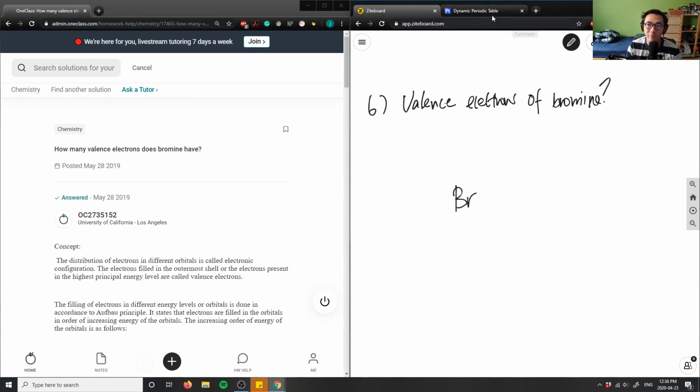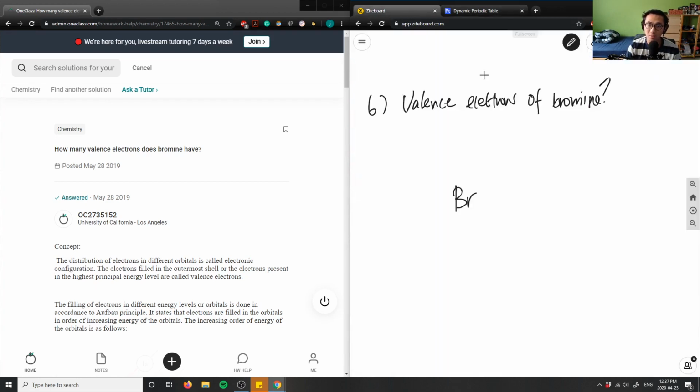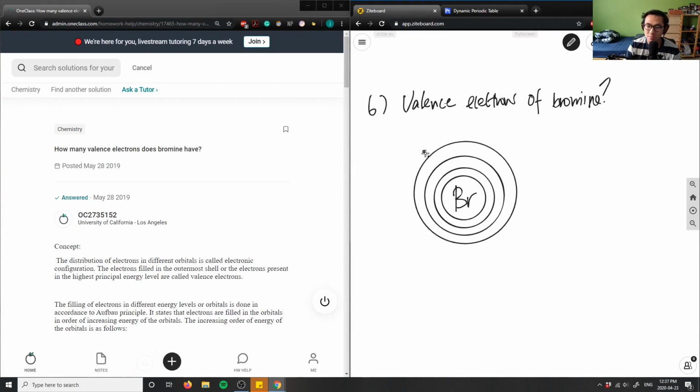And I would have to look at how many shells I need for bromine, right? Bromine here is not a metal. It's a non-metal, so it exists on this side. And as you can see, number 35 here is Br, our bromine. So we're going to have one energy level, one shell, two shells, three shells, and then four shells here, right? So I'm going to have to draw four shells. So this is my first shell, second shell, third shell, and then our fourth shell, like so.